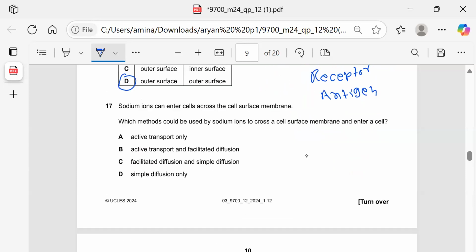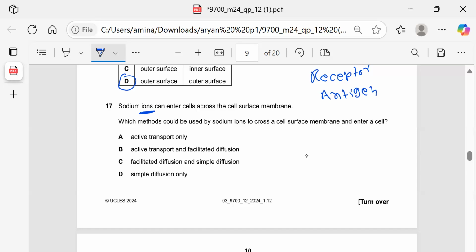Question number 17 is saying sodium ion can enter cells across the cell surface membrane. Now over here, the key word is ion. Okay, so it means that for sure, for an ion, I will be requiring some kind of carrier protein.